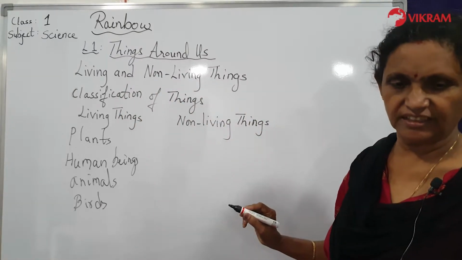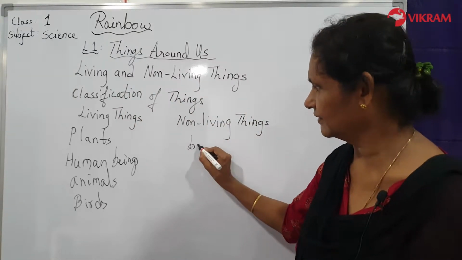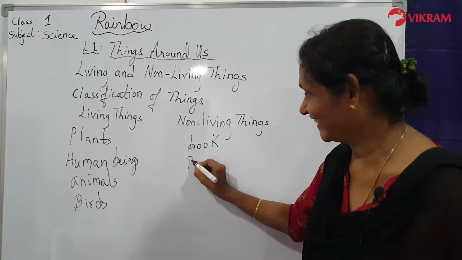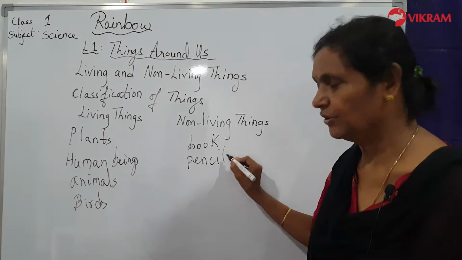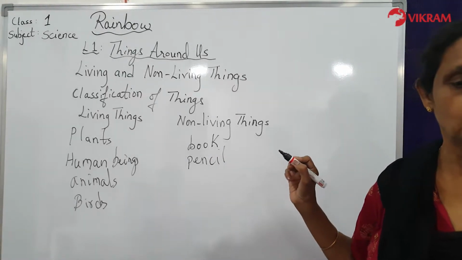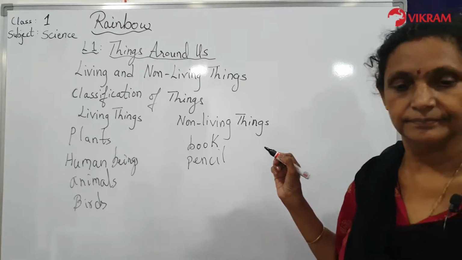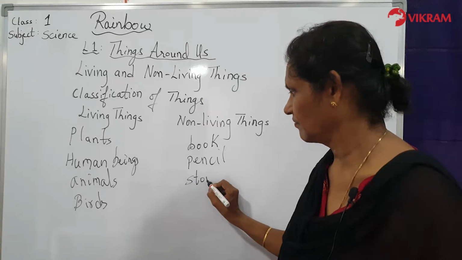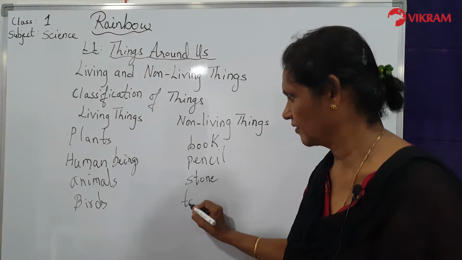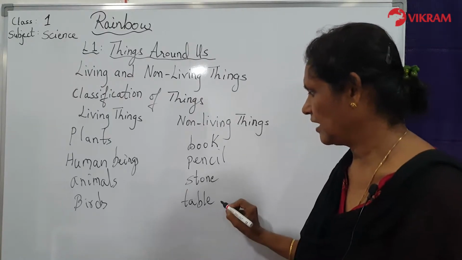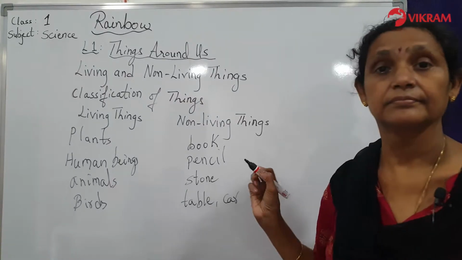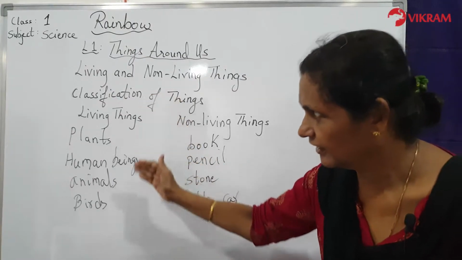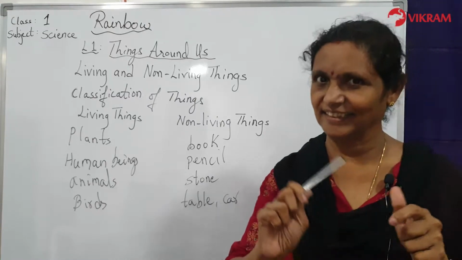Now what are the non-living things? You can say book. Yes. Anything else? Yes, pencil. Correct. Anything you can name? Book, pencil. What else? Stones. Yes. Table. Car. Yes. So you have a list of all the living things and non-living things, right?